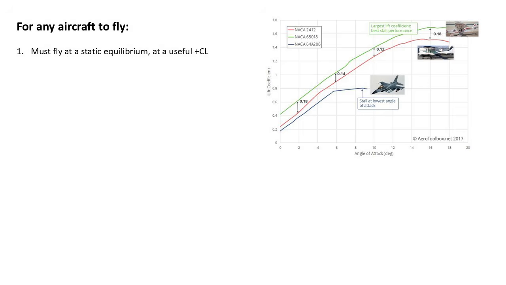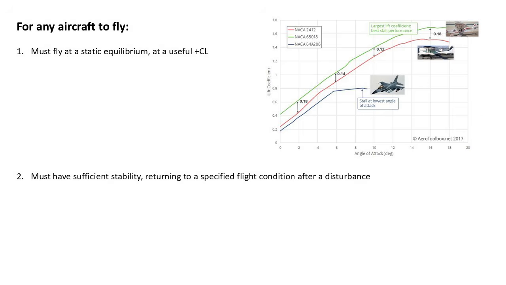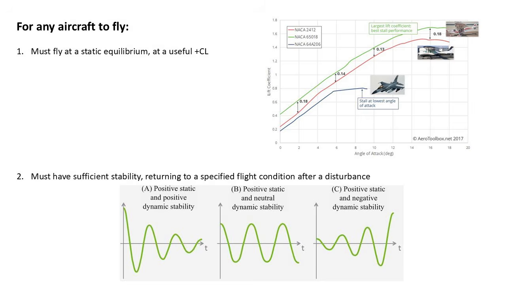So to start things off, taking it all the way back to the basics, remember that for any aircraft to fly, there are two basic minimum requirements that must be met. Number one being the aircraft must fly in a static equilibrium, and that must be at a useful positive lift coefficient. And number two being the aircraft must have sufficient stability, which is the ability to maintain or to return to a specific flight condition after being disturbed.